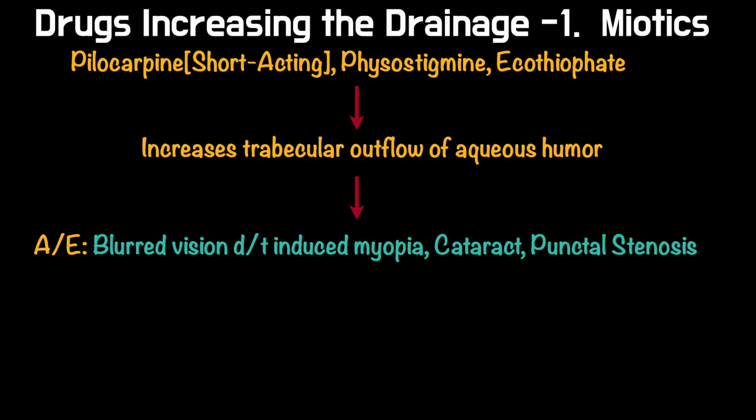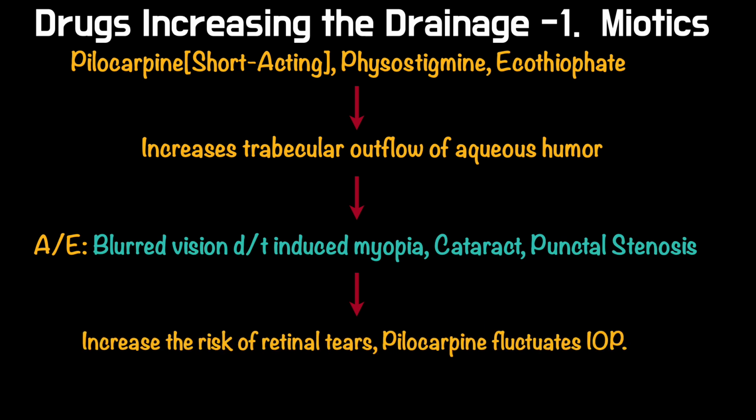And then there are adverse effects of blurred vision, that is due to induced myopia. Obviously this constricts the pupil, and there are cataract and punctal stenosis. How do you remember these two side effects? The last two letters of miotics are C and S, right? So C for cataract, and S for stenosis, that is punctal stenosis, and it is of the nasolacrimal duct. So punctal stenosis of the nasolacrimal duct is a side effect, and they increase the risk of retinal tears.